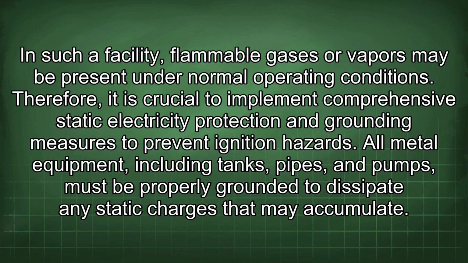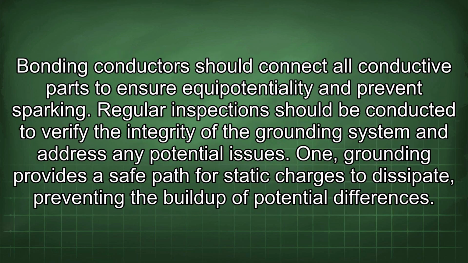In such a facility, flammable gases or vapors may be present under normal operating conditions. Therefore, it is crucial to implement comprehensive static electricity protection and grounding measures to prevent ignition hazards. All metal equipment, including tanks, pipes, and pumps, must be properly grounded to dissipate any static charges that may accumulate. Bonding conductors should connect all conductive parts to ensure equipotentiality and prevent sparking. Regular inspections should be conducted to verify the integrity of the grounding system and address any potential issues.